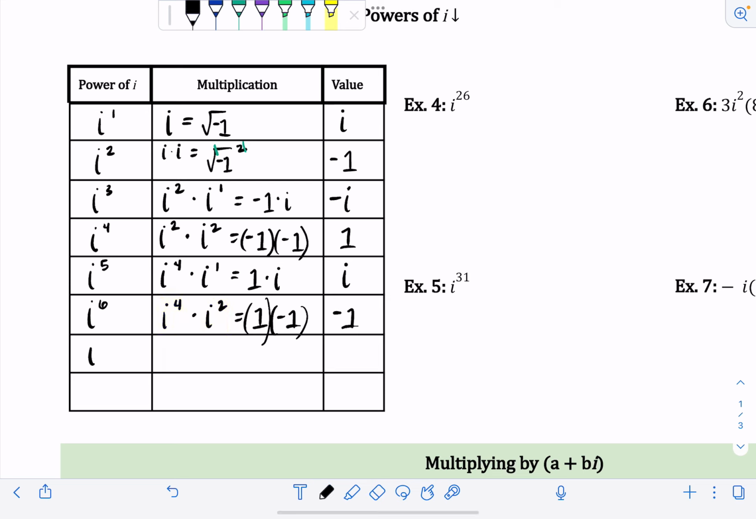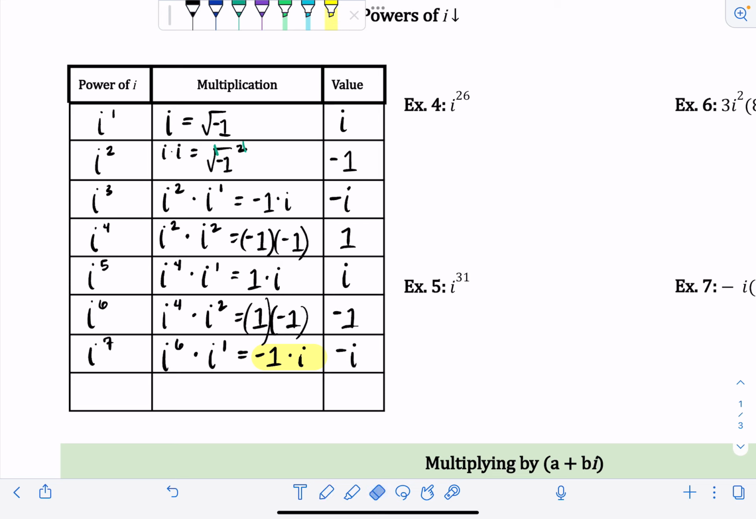And then next is i to the seventh. I'm going to get to the seventh by doing i to the sixth power times i to the first power. So like 6 i's being multiplied together times one more to get to 7. We just figured out that i to the sixth power is equivalent to -1, so I'm going to replace that with -1, and then times one more i, because I'm multiplying in i to the first power right here. So -1 times i is -i.